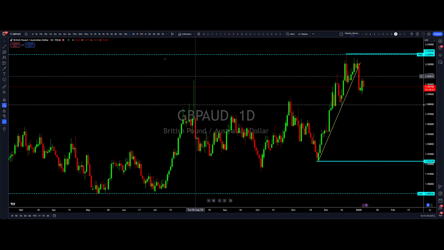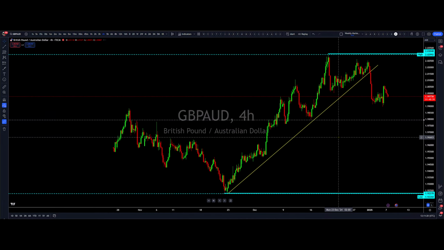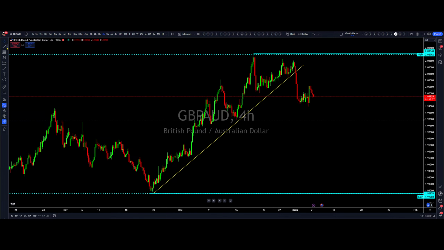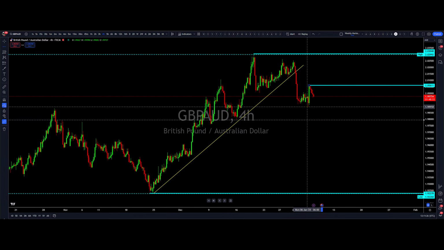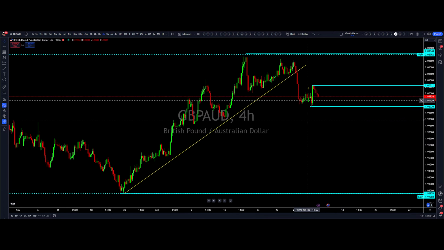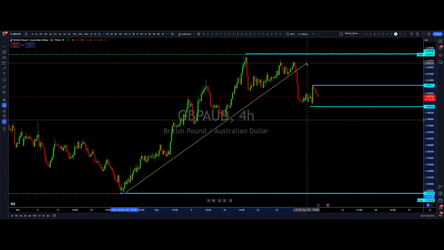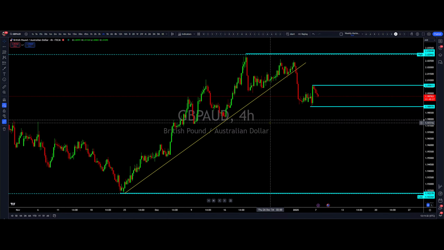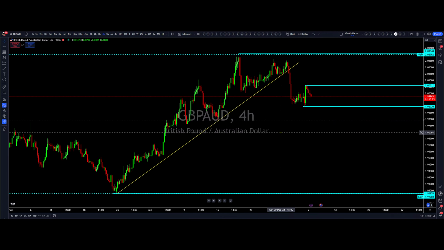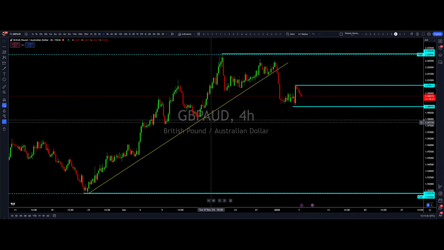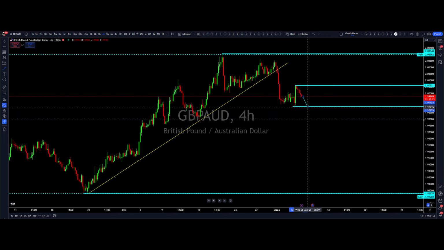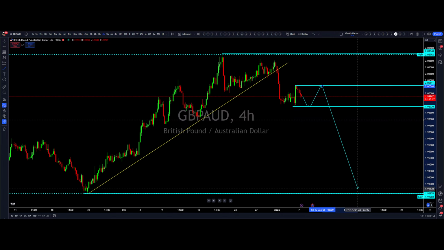So the bigger picture is bearish, more stable, and stable means that the risk-on currencies gain, and equities continue to keep climbing, and the Australian dollar gains. So yeah, this is the picture for a bigger time frame.